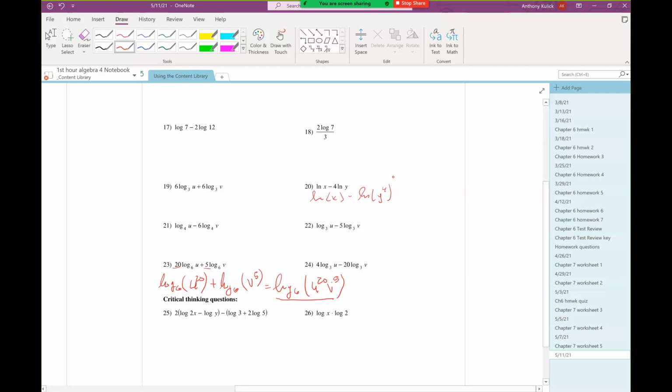The last thing I'll do is look for quotient properties. For that, I'm looking for subtraction. I do see subtraction, so that's going to be the natural log of x over y to the fourth. And that's going to be my final answer. Is that okay? Yeah, no problem. Anybody else before I move on? Alrighty then.